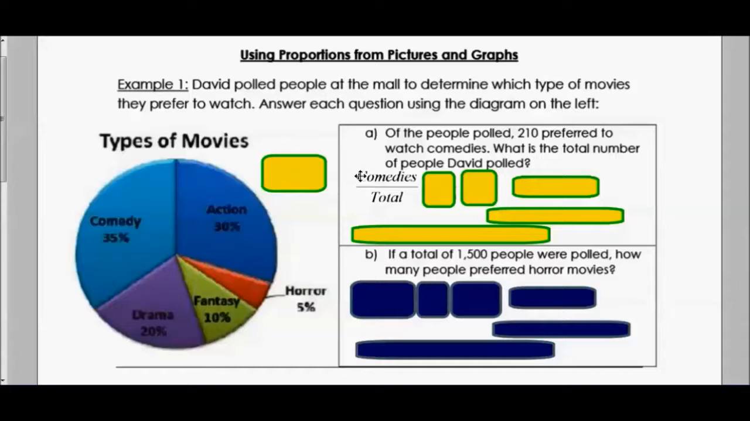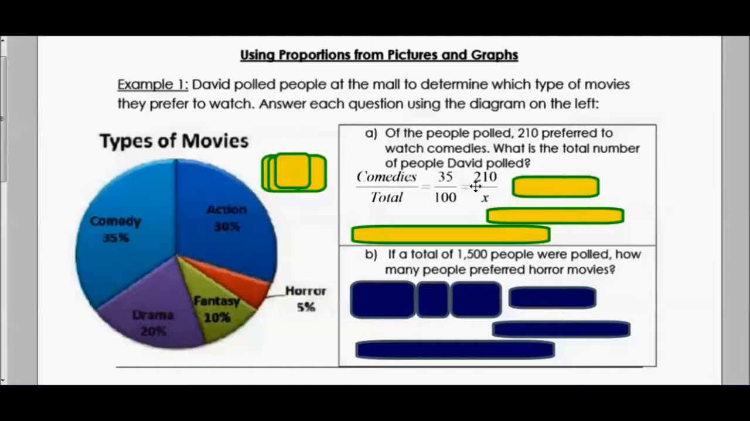So we're comparing the number of comedies to the total people polled. Really, that's coming from the question. What's the total number of people polled? We know that we need to use comedies here because that's the only other information we're given. 210 watch comedies, and we're given that 35% like comedies. That percent is a giveaway for part of our proportion, 35 over 100. The next part of the proportion is really what we're trying to find. We know that 210 liked comedies. We're going to line that up on top. We don't know the total number of people. That's what we need to find.